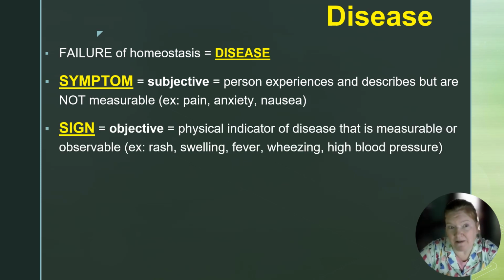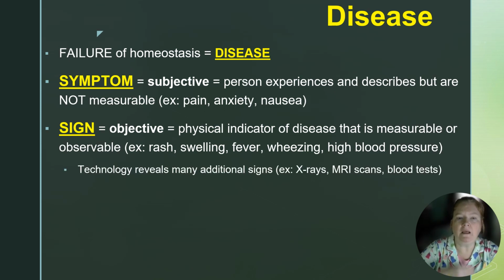A sign, on the other hand, is objective, and that's a physical indicator of disease. I can measure it, observe it, verify it. So a rash, swelling, fever, wheezing, I can listen, I can hear heart rate, high blood pressure. Technology reveals a lot of additional signs, anything that can be done with a blood test or an X-ray or an MRI or an ultrasound.